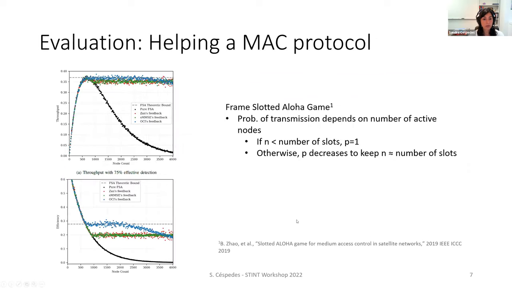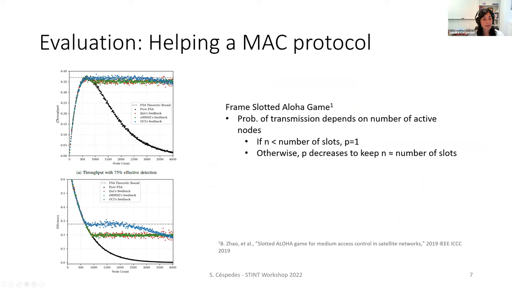Now, why do we want to have this? To help a MAC protocol or another protocol. So we tried this in a frame-slotted Aloha protocol, which was proposed for satellite networks just 3 years ago. And this is similar to, you know, slotted Aloha. We know that the maximum theoretical throughput that we can get is below 40%.